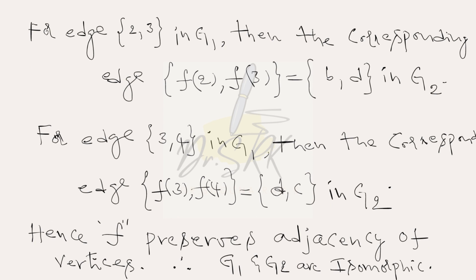For an edge (2, 3) in G1, their corresponding edge (f(2), f(3)), that is equal to (b, d), exists in G2 also. And for an edge (3, 4) in G1, their corresponding edge (f(3), f(4)), that is equal to (d, c), exists in G2.